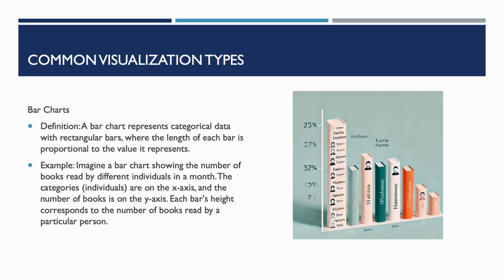So a bar chart represents categorical data with rectangular bars where the length of each bar is proportional to the value it represents. So if we see an example, imagine a bar chart showing the number of books read by different individuals in a month. The categories like individuals are on the x-axis and the number of books is on the y-axis. Each bar's height corresponds to the number of books read by a particular person. So if you see on the pictures and try to relate to the example, that will be more clear for you.